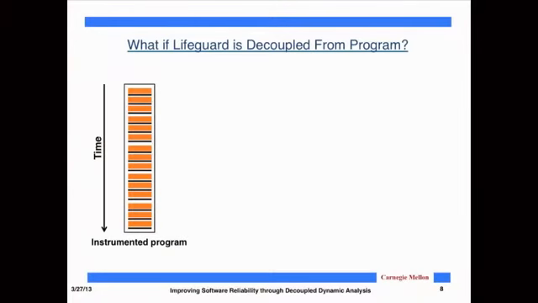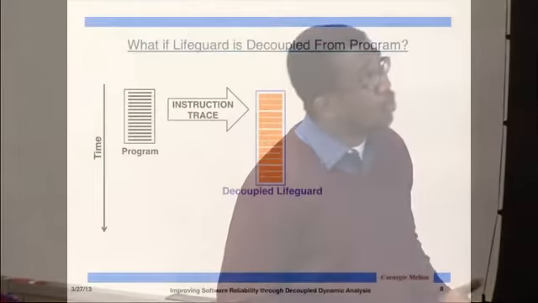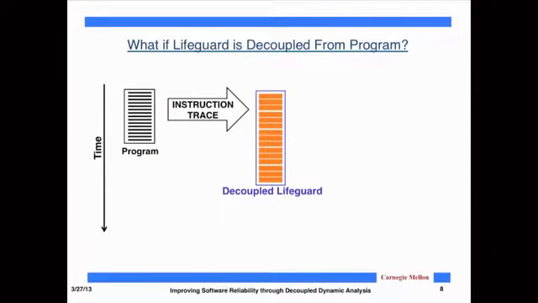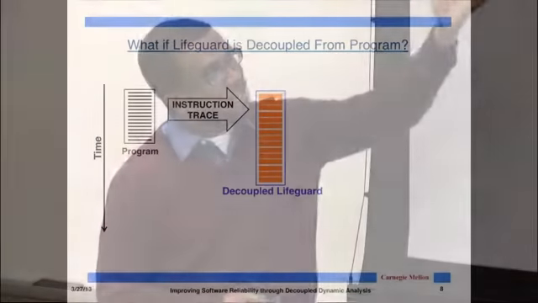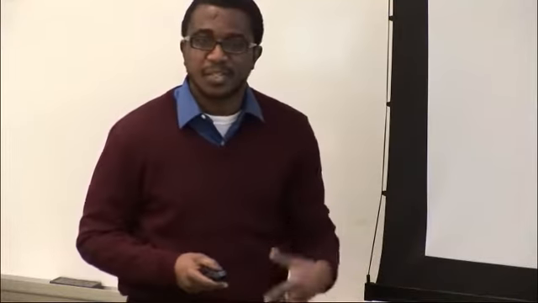So the fact that we're coupling them together means our program has to run as slow as the Lifeguard itself, which leads to the question, what if we could decouple the Lifeguard from the program itself? And this is what I mean by that. If we could run the Lifeguard separately from the program, what happens then? The Lifeguard itself needs some way to know what to check. So I'm assuming that we can stream an instruction trace of the program to the Lifeguard for the Lifeguard to perform its checking. And I'm assuming here that we could do this efficiently, as I'll talk about later.